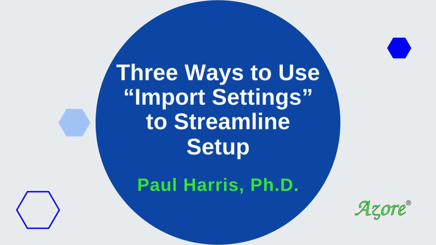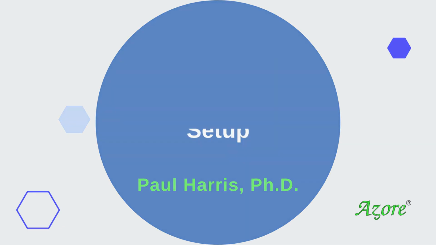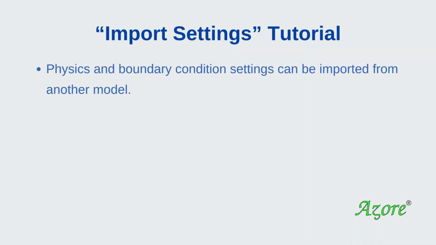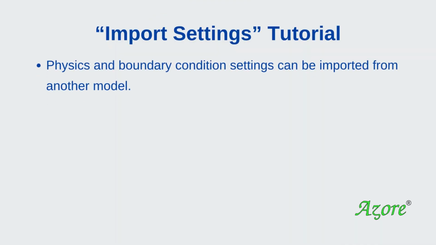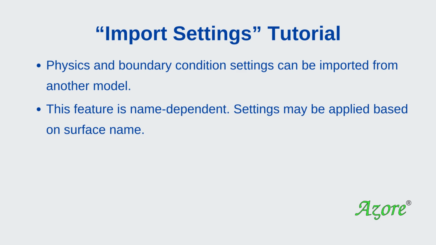Today, one of Azore's developers, Paul, is going to walk us through 3 ways to use the Import Settings feature. Users can streamline model setup by importing physics and boundary condition settings from another model. In Azore, this feature is name-dependent and not mesh-dependent, so you can pick and choose settings to apply based solely on surface name.